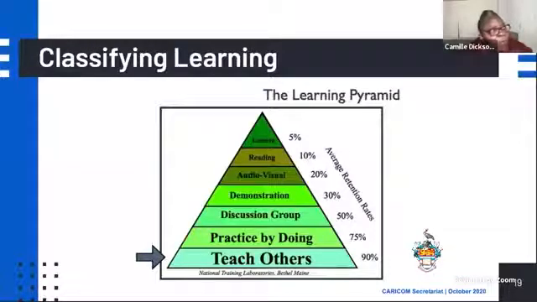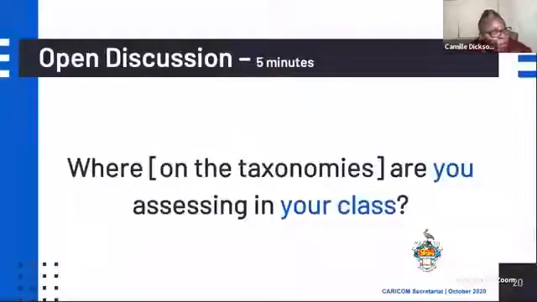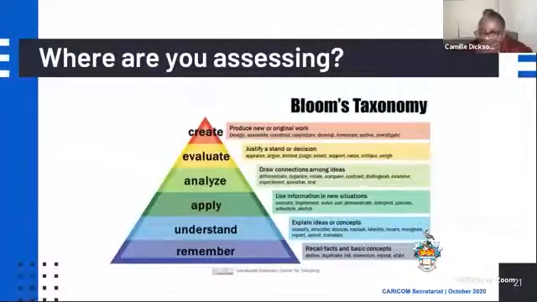So remember all those things that you listed that you were assessing in your classes. Where on the taxonomy do you think you're assessing in your class? And let's be honest. Where on the taxonomy are you assessing in your class? This is Bloom's taxonomy. Could you put in the chat window where you think you're assessing?